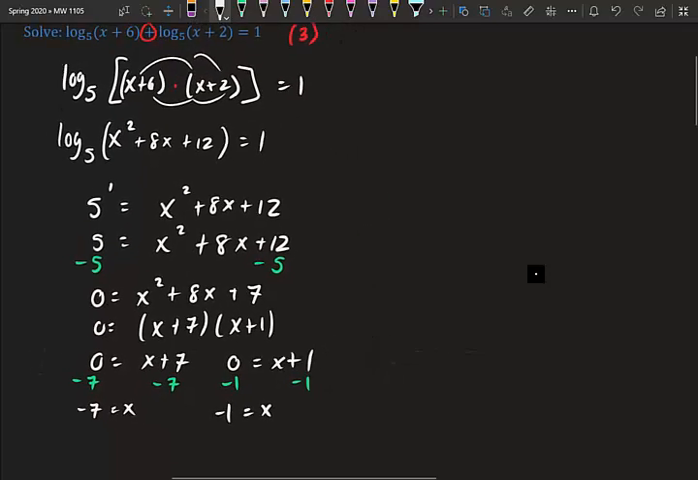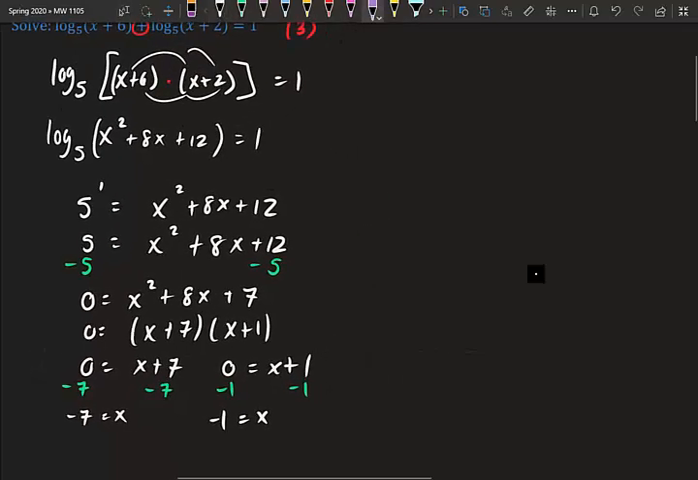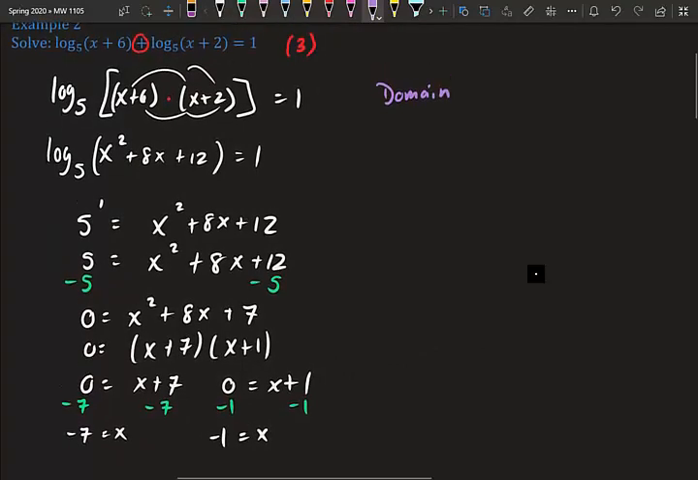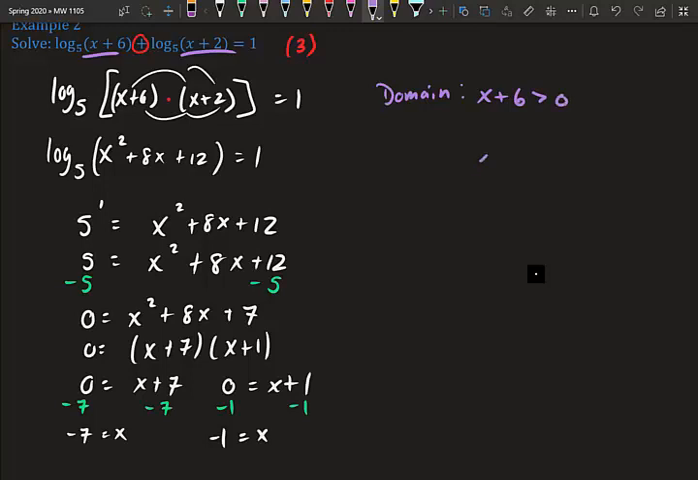But before we decide that it's actually a solution or not, we need to check that domain. To check that domain, we set the argument greater than 0. So here in the original equation, we actually have two arguments. We have x plus 6 is greater than 0, and x plus 2 is greater than 0. So x has to be greater than negative 6, and x has to be greater than negative 2. Whenever you have two domains, it's not that both are the answer. The domain is the highest number.